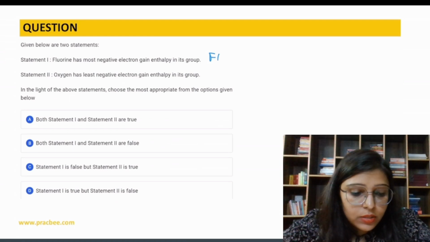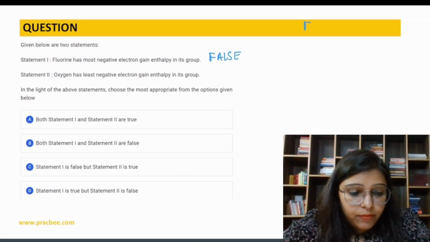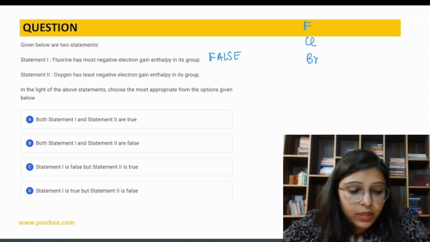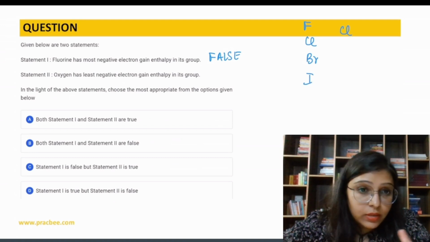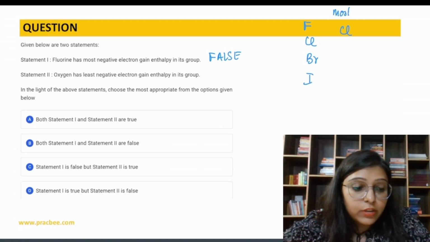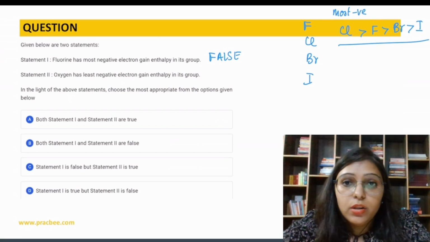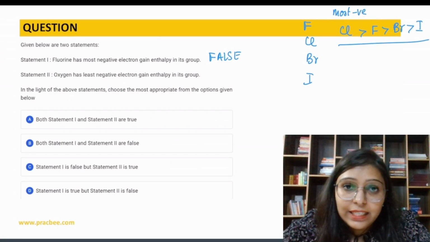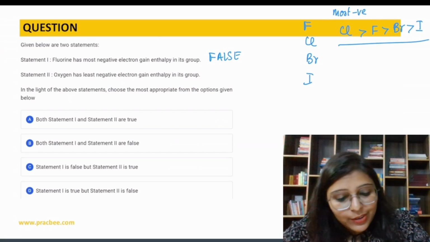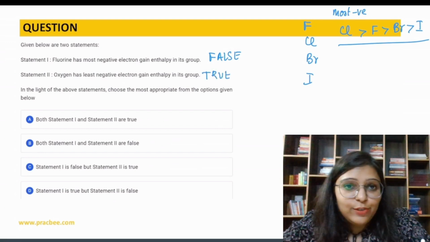No. False. Why? If we have fluorine, chlorine, bromine, iodine, so chlorine has the most negative electron gain enthalpy, then we have fluorine, then bromine, and then iodine. So this is false. Then, oxygen has least negative electron gain enthalpy in its group. It is true, right?